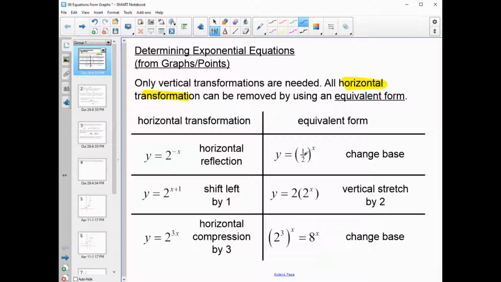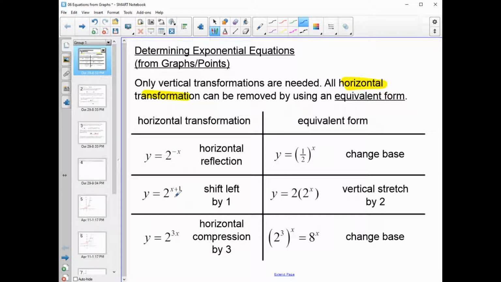But we can actually come up with the exact same graph, which means an equivalent form, if we write that with a different base instead. So a negative exponent can be written with a positive exponent if we change the base, because we know that a negative exponent means that I can take 1 over the base instead.